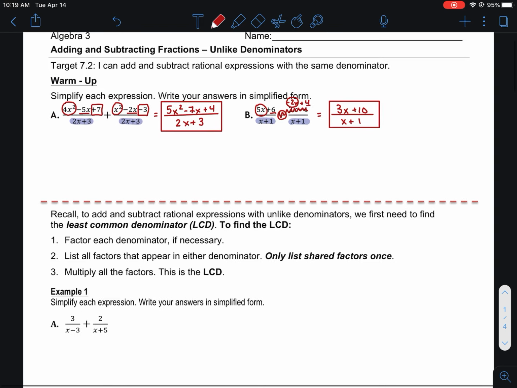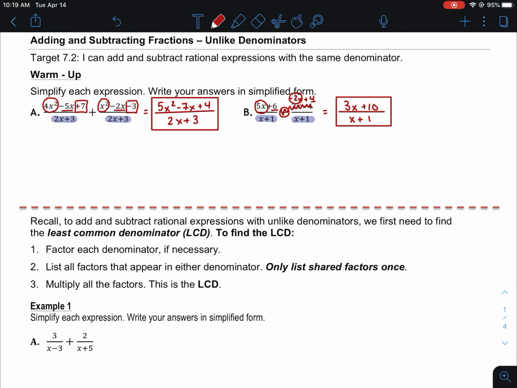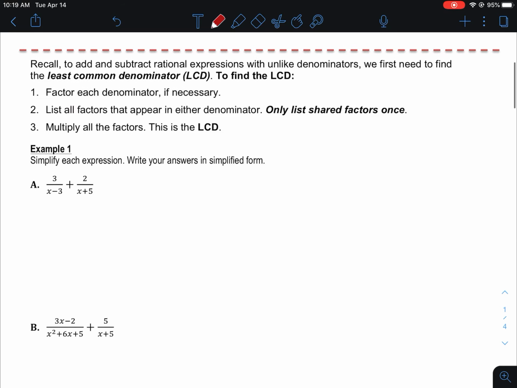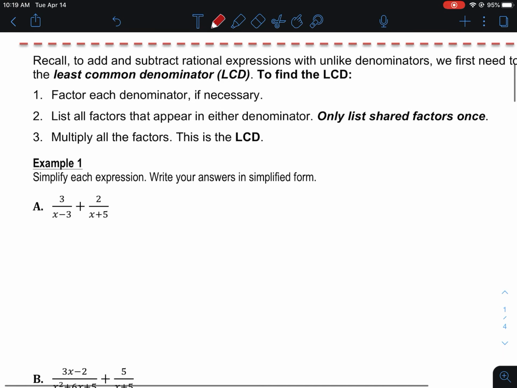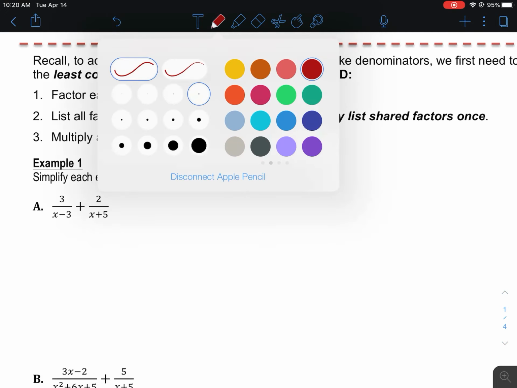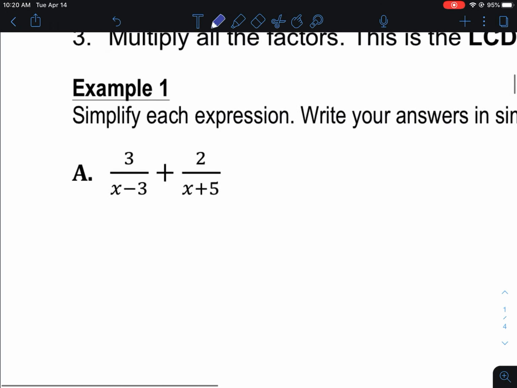Now, our goal for today is to get our expressions to look like A and B. So I want them to have like denominators. So we have a set of rules here. Factor each denominator if necessary. List all factors that appear in either denominator. List only shared factors once. Multiply by all factors, which we call the LCD, the least common denominator.